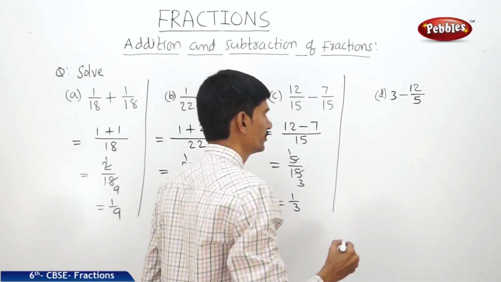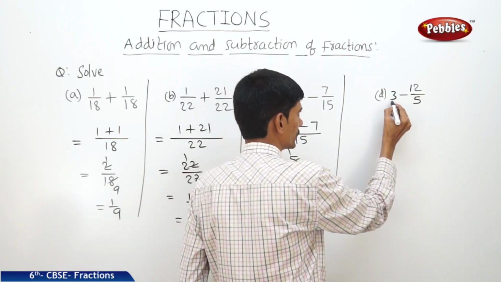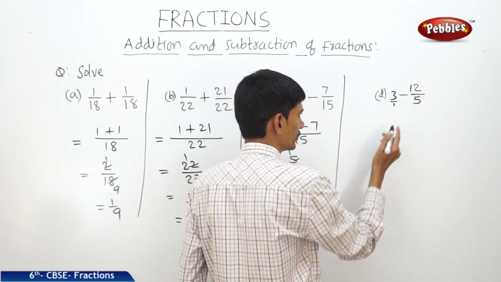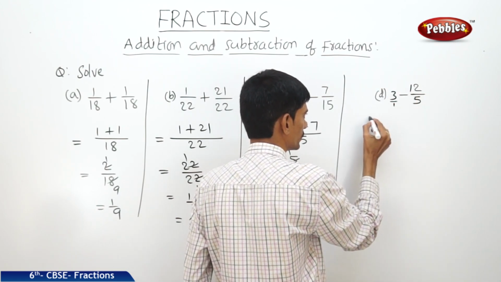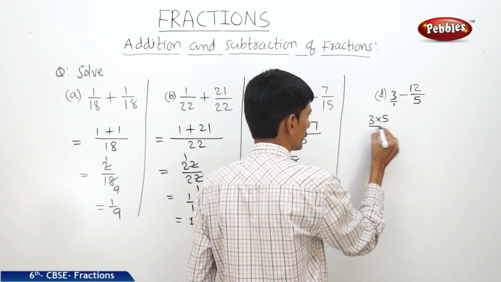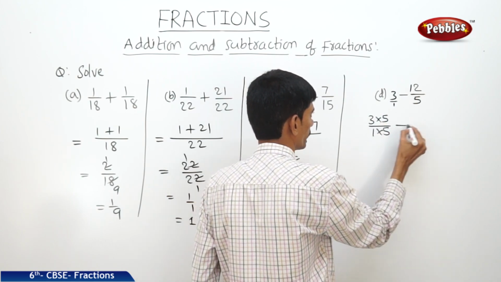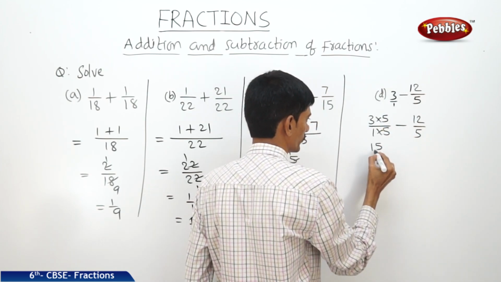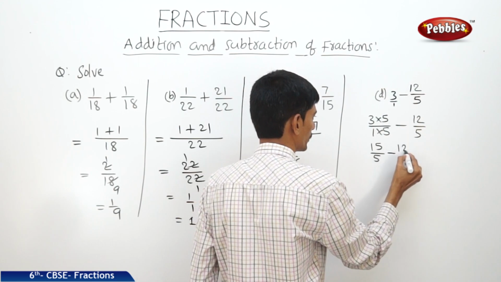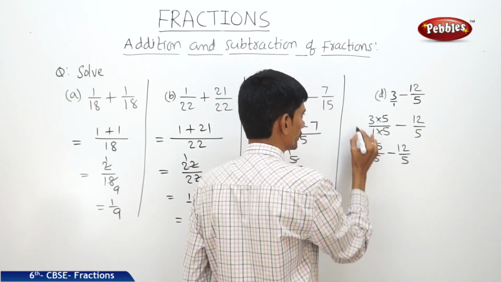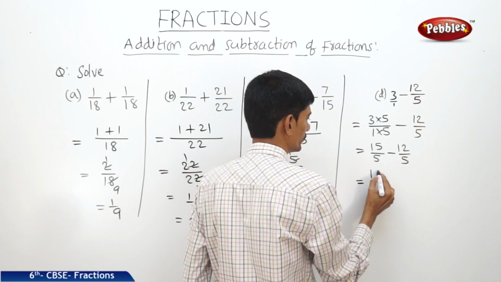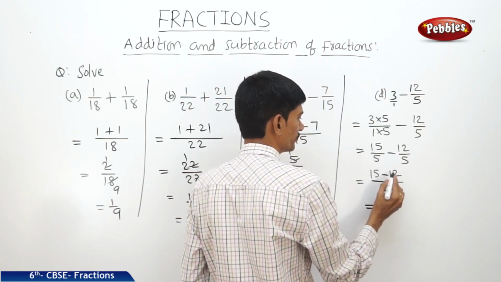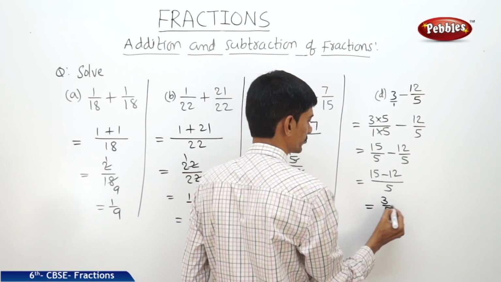Next, 3 minus 12/5. Here the denominator of 3 we can think of as 1. The denominators are not equal. So we multiply 3 into 5 over 1 into 5, minus 12/5. So 3 fives are 15/5 minus 12/5. So then we get 15 minus 12 over 5. So this equals 15 minus 12, 3/5.